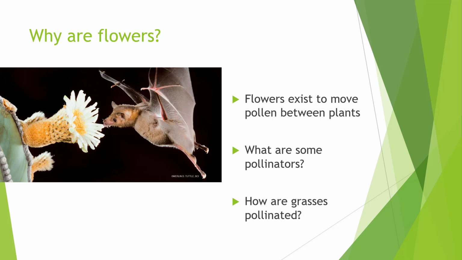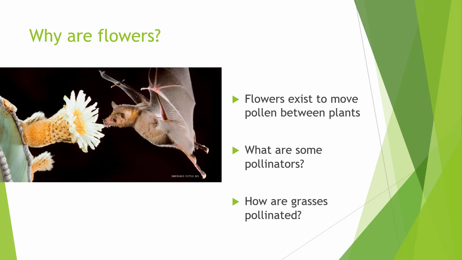So why do flowers exist? Well, they exist to move pollen between plants. These are a plant's reproductive organ, and their goal is to get pollen out of them or get pollen from other plants. So here we have a night blooming cactus that is going to be attractive to a bat. So this is going to have some nectar, and the bat wants the nectar, so it's going to go face first into that flower. Now, as it goes face first into that flower, it's going to get coated with pollen.